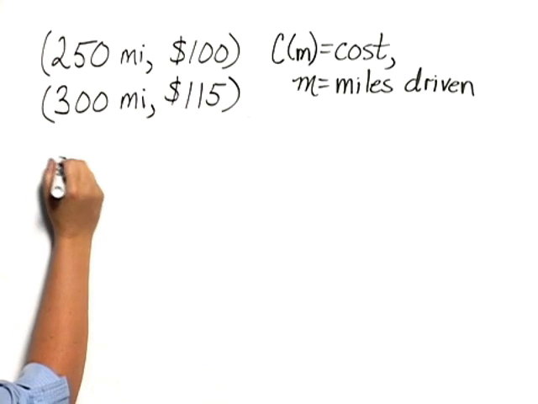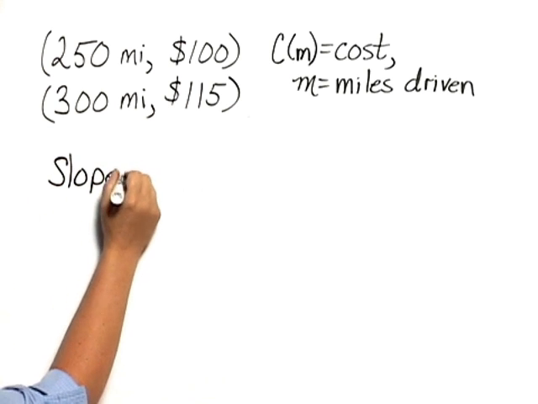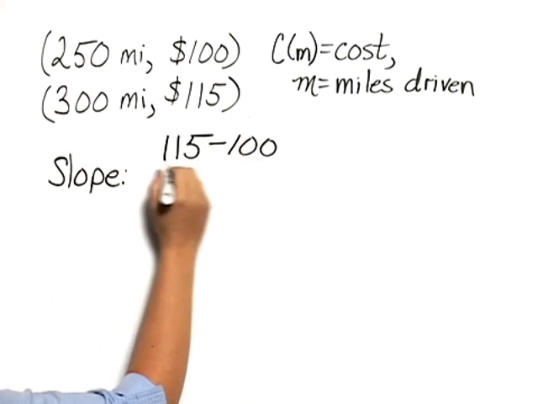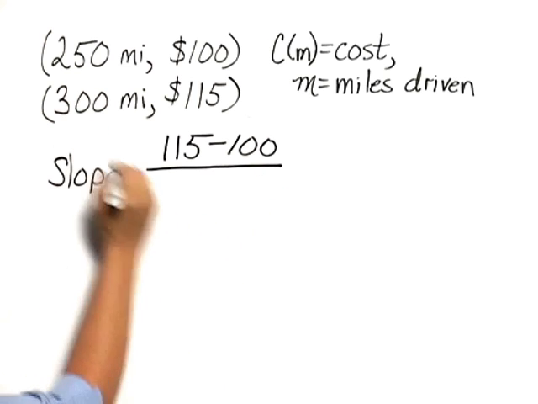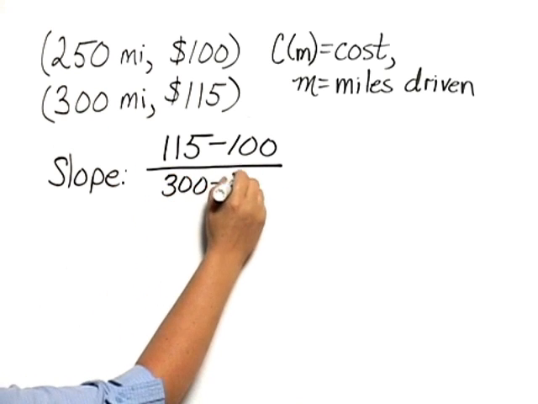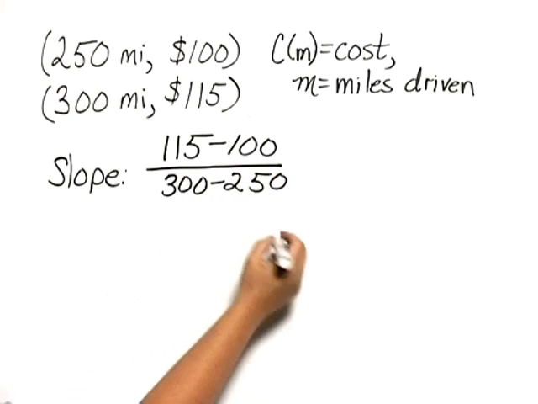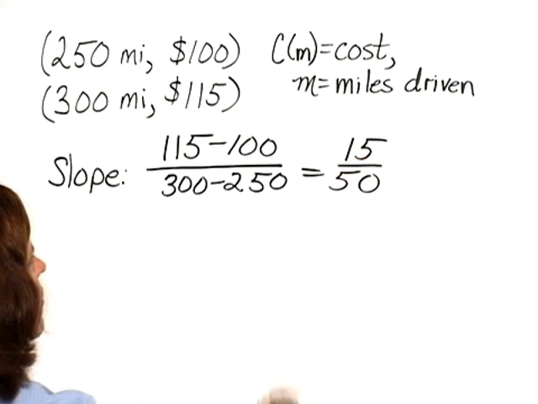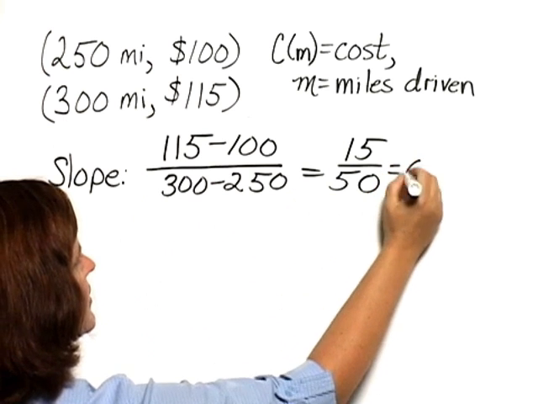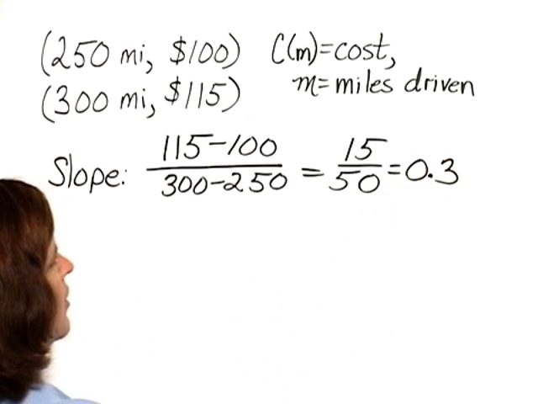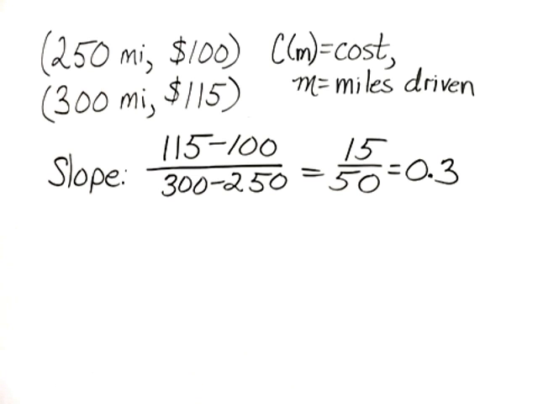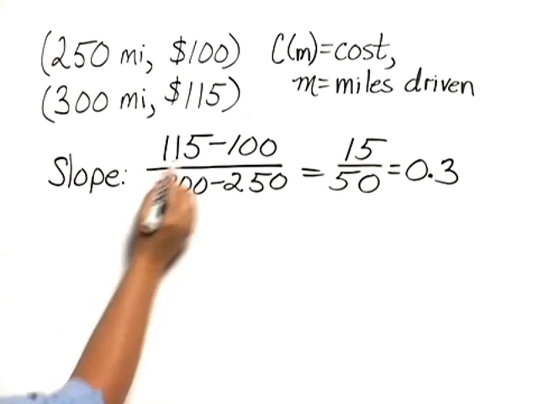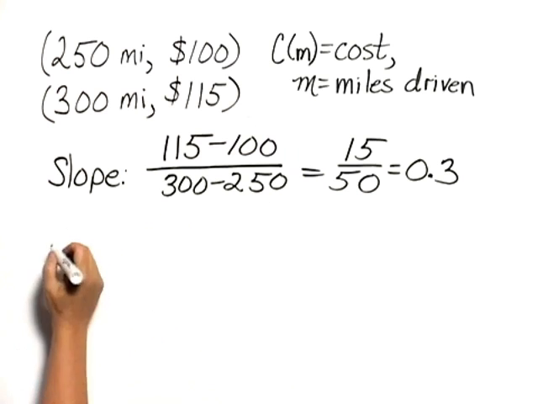The slope will be the change in the second coordinate, which would be 115 minus 100, divided by the change in the first coordinate, which would be 300 minus 250. This gives us 15 over 50, which would be 3/10 or 0.3. So now we can write an equation, and we can use the point-slope form, and we can use just C here for now instead of C(M) to make it a little simpler.